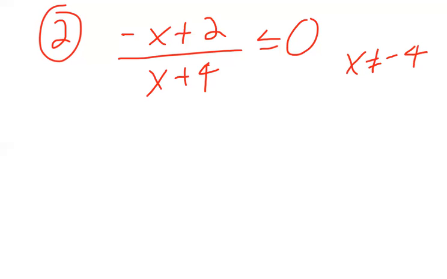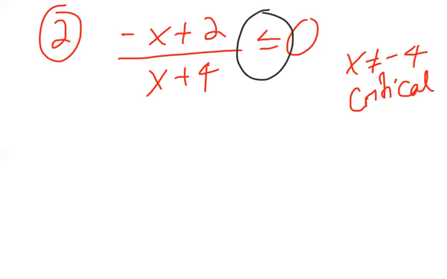Now this restricted value right here, guys, is going to become one of the critical values on the number line. Now, be careful. Here's why I'm telling you to be careful. We just said x cannot equal -4, guys. But if you look at the inequality symbols, what is it? It's less than or equal to. The inequality symbol says to include the boundary values. But if we include -4, that would make the denominator equal to 0.